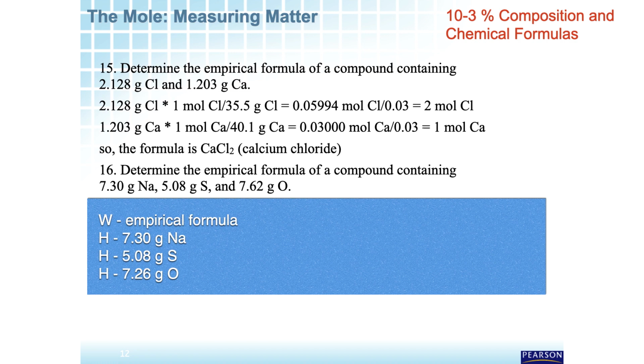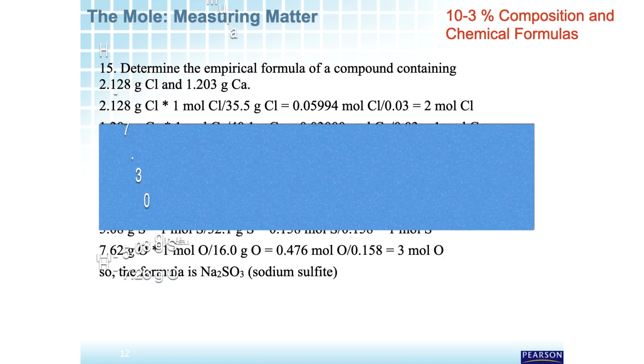Now, we're going to do another one. This time we're going to determine the empirical formula of a compound containing 7.3 grams of sodium, 5.08 grams of sulfur, and 7.62 grams of oxygen. So I'm going to do the same thing as I did in number 15. I'm going to take the mass of each times 1 mole over the molar mass, get the moles of each, find out which one's the least, and then divide them all by that so I can get whole numbers.